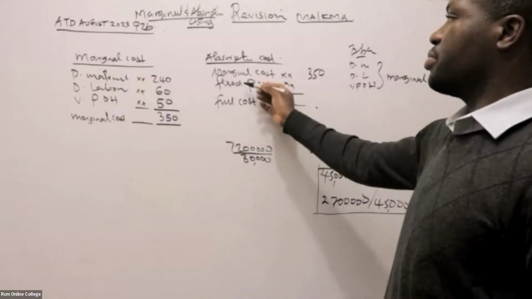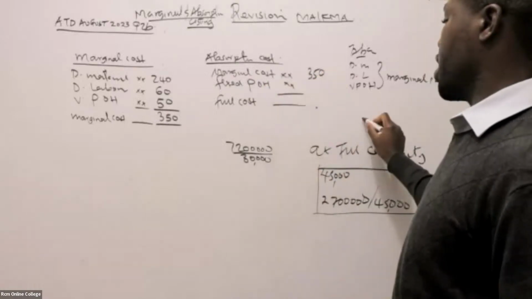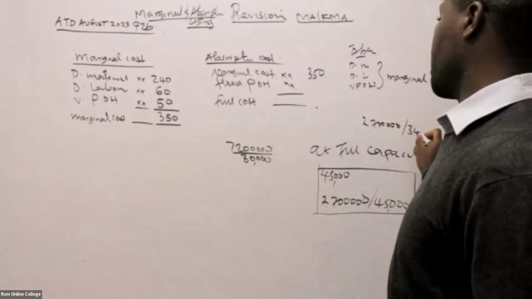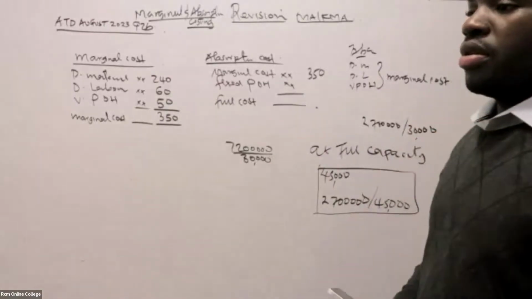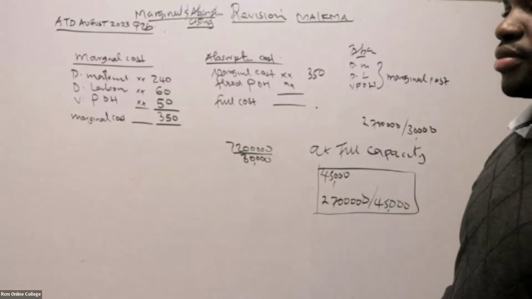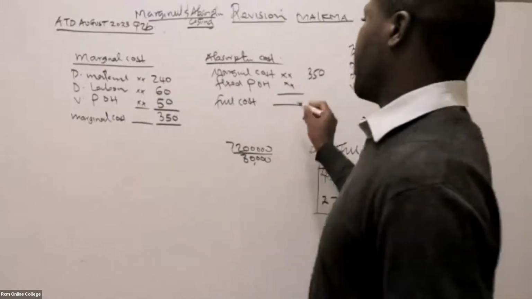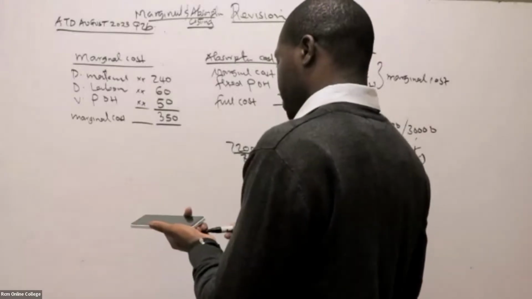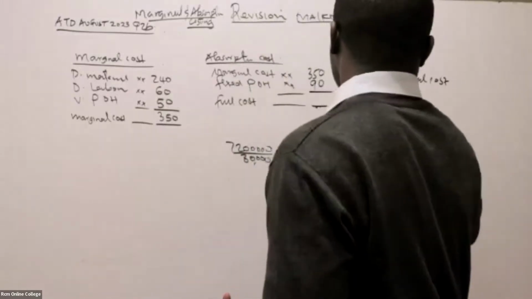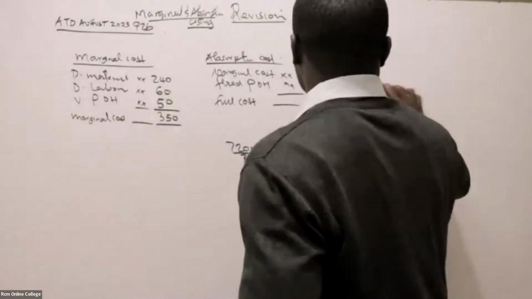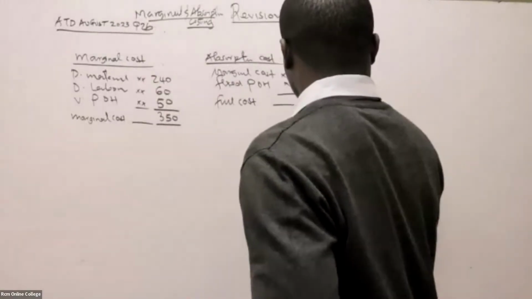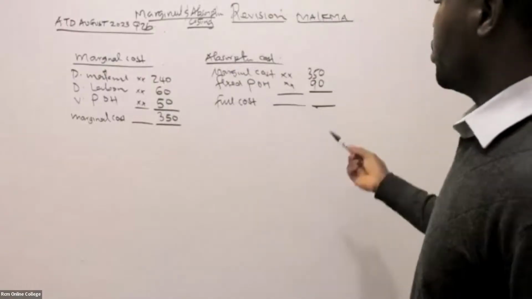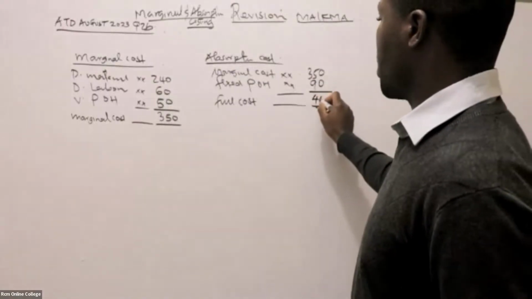So what is the fixed production cost per unit? We take the 2,700,000 and divide by the 30,000 units. So what are you getting? It will give us 90. So when you add the two, what will you have? We'll be having 440.